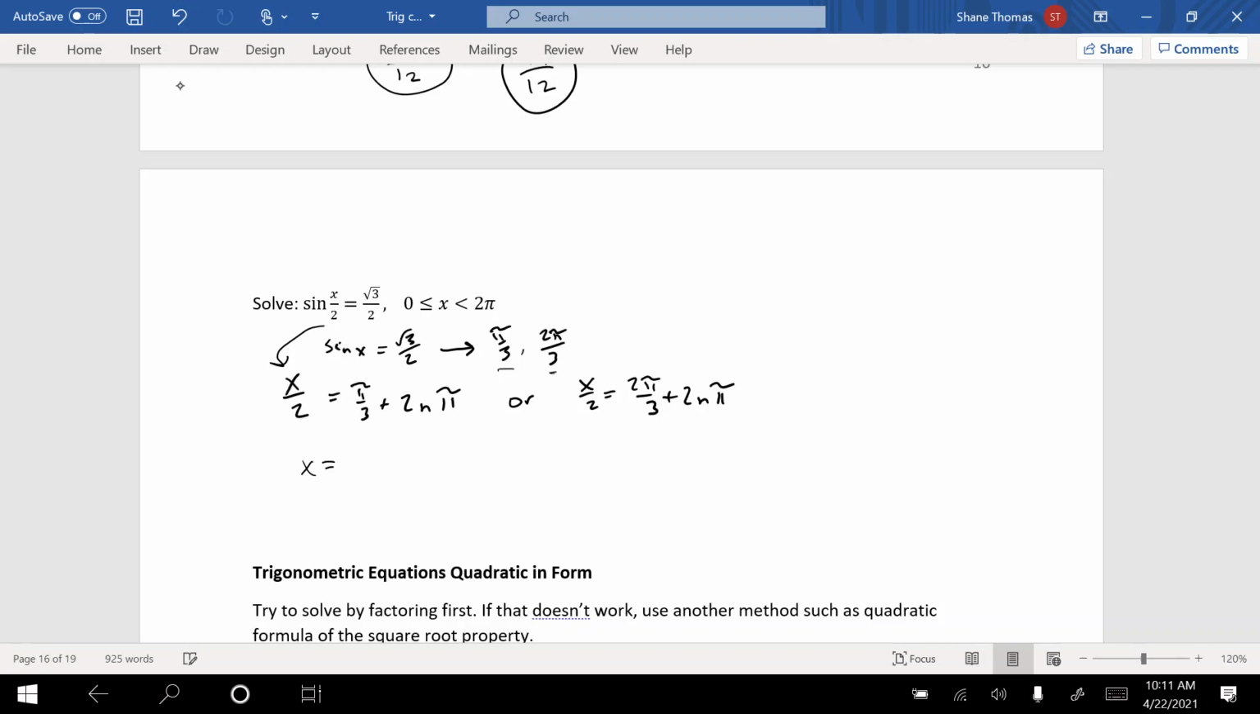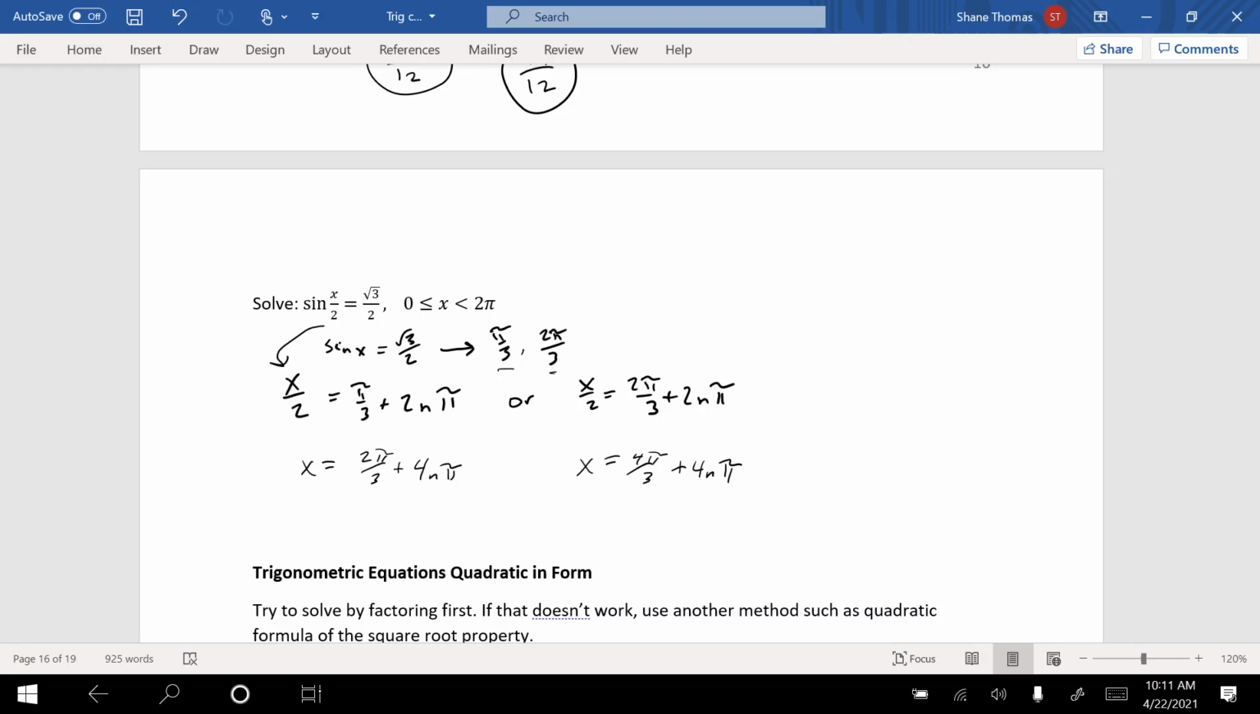I'd have to divide everything by 2. No, not divide, multiply everything by 2. So I have 2 pi over 3 plus 4n pi. Second one, I multiply everything by 2. X is going to be 4/3 pi plus 4n pi. Okay? Now this is going to be a lot easier on us.